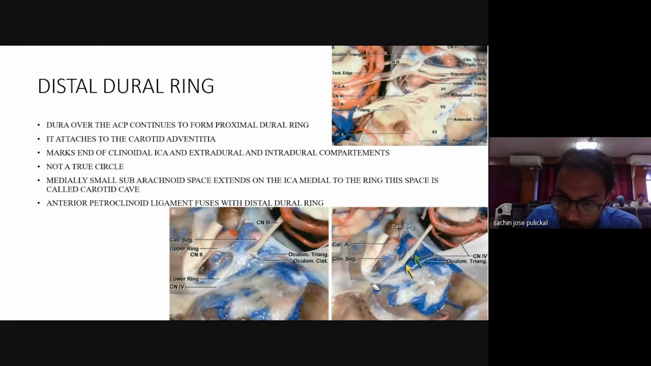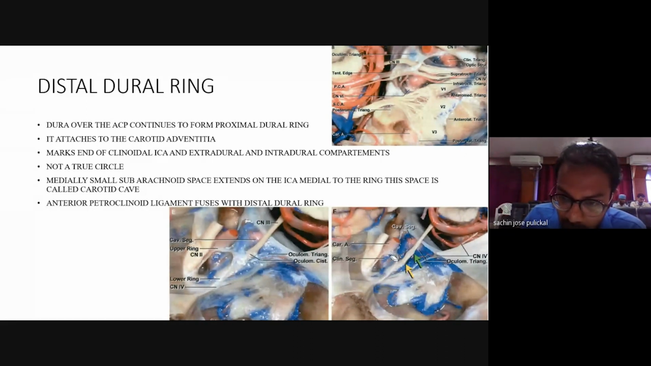Okay. An inferior dural fold, you see, is going around the ICA here. So this is the proximal dural ring. And beneath the proximal dural ring, you have the cranial nerve 3. So when you do clinoidectomy, you approach, this is the sphenoid wing. So you come here, you keep drilling here. Then you remove the roof of the optic nerve. And once you remove the clinoid process, this is what you get.